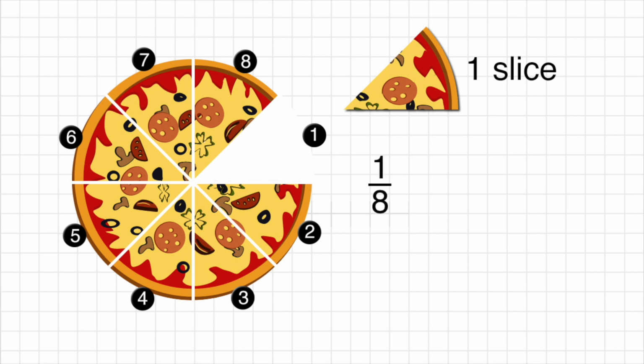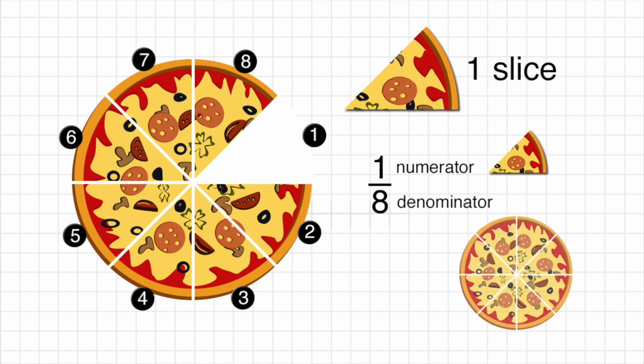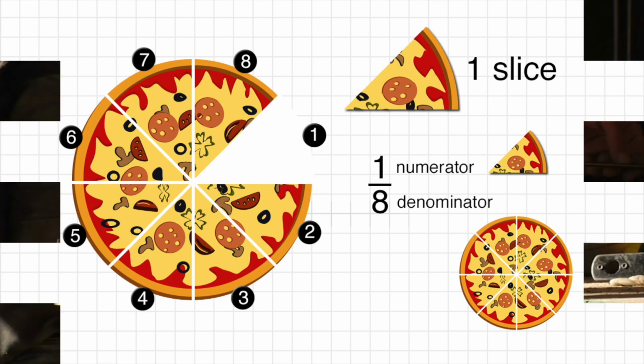In this case, 1 is the numerator. The numerator refers to the number of parts. 8 is the denominator. It refers to the total number of equal-sized pieces in the whole pizza.